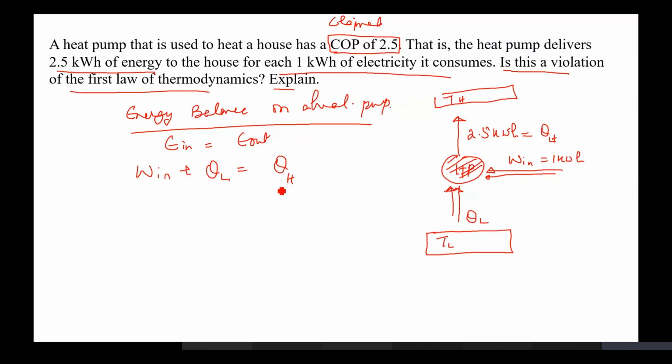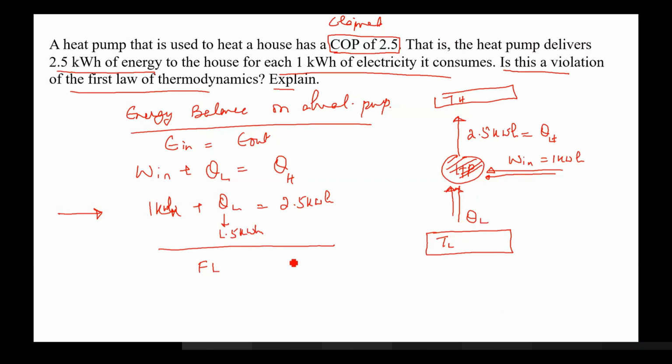I know QH is 2.5 kilowatt hour. Work in is 1 kilowatt hour. What should be the value of QL that would satisfy this equation? 1.5. 1.5 kilowatt hour. So if my QL is 1.5 kilowatt hour, that means it satisfies the first law. Clear enough? Yes, sir.